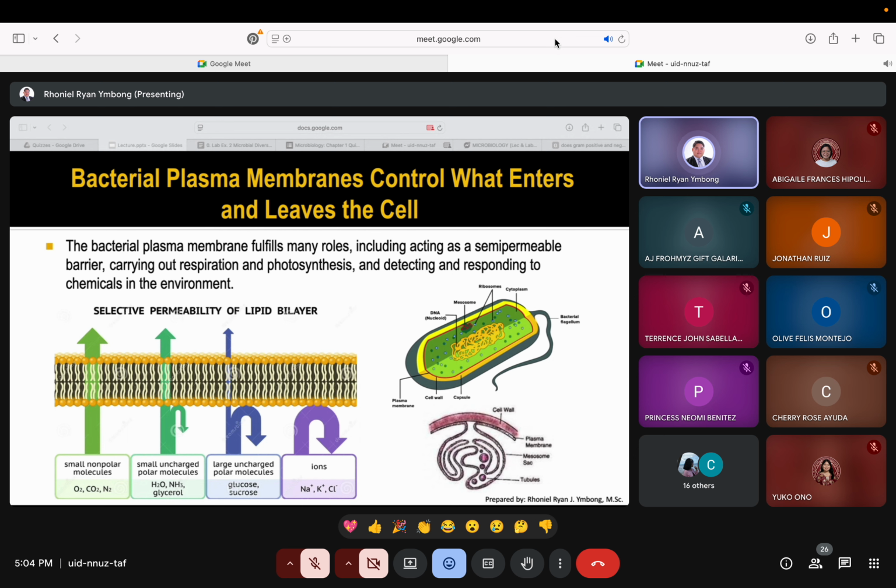Right? And then when you go to diffusion, you have a specialized type, which is what you call osmosis, right? What's the difference between diffusion and osmosis?